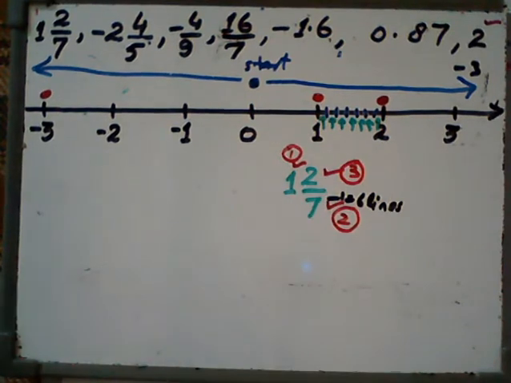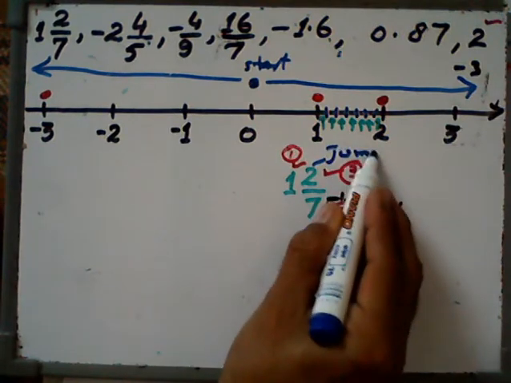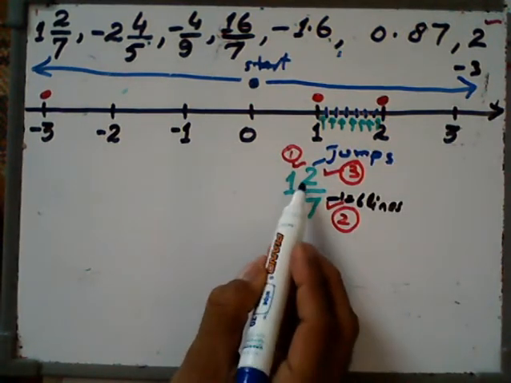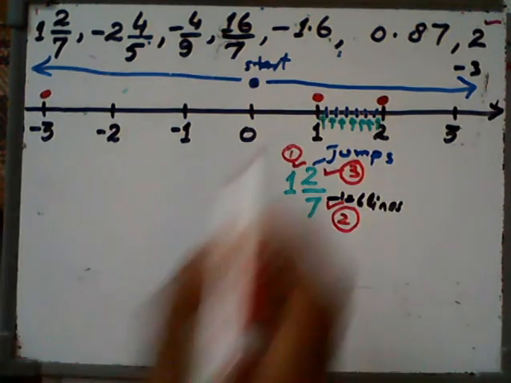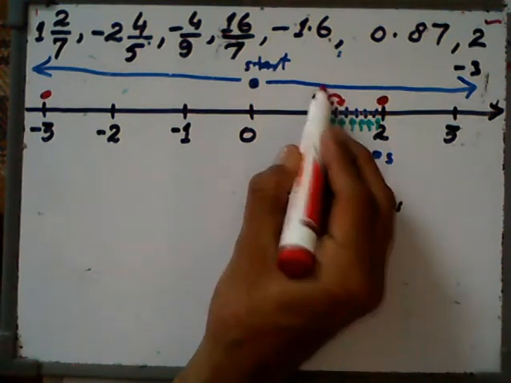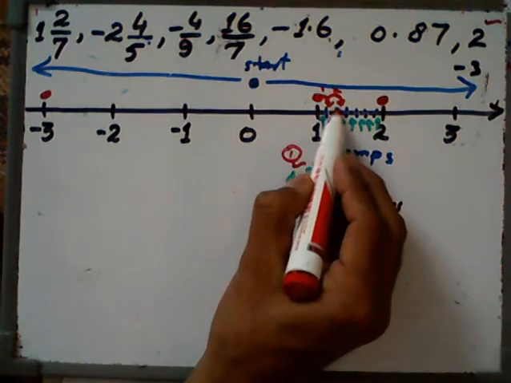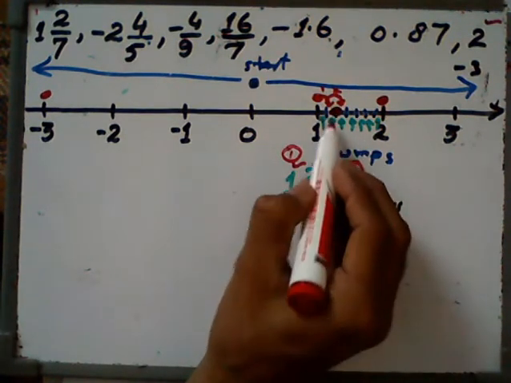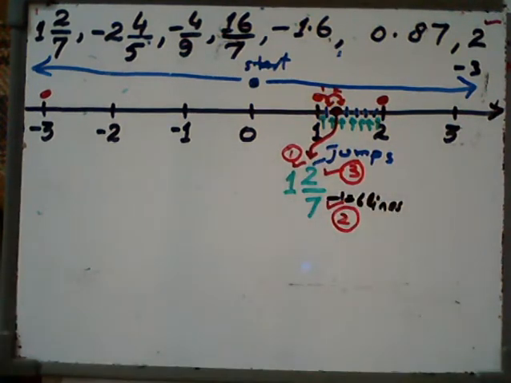Now remaining is 2. 2 shows the number of jumps. How many jumps do we need to make from 1? We'll jump from 1 two times. 1 is the first jump, and second is this one. We have done two jumps because this was 2. So this is our last position, which is our desired location of 1 whole 2 by 7.